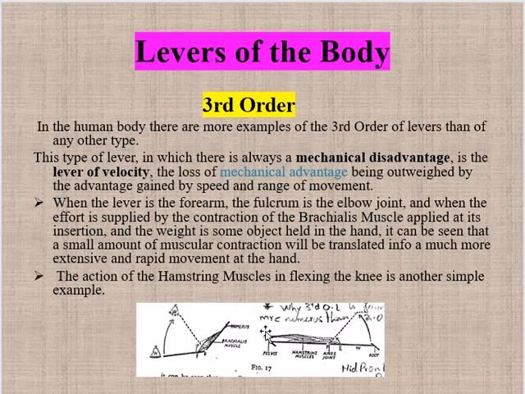Similarly, in the lower limb, action of the hamstring muscle in flexing the knee is another example. Like in this example, knee joint is fulcrum, and with the hamstring muscle inserting, that insertion point is effort, and weight is some object held with the foot. This is our third order lever's example.